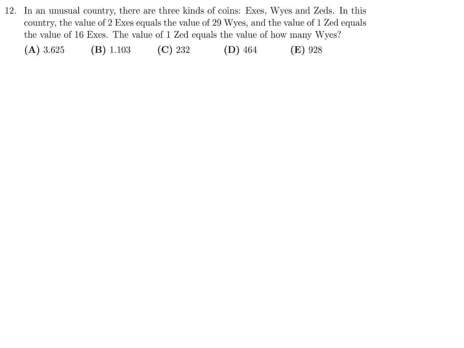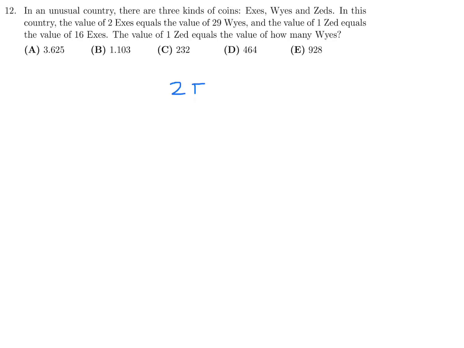In an unusual country, there are 3 kinds of coins: X's, Y's, and Z's. In this country, the value of 2 X's equals the value of 2 Y's, and the value of 1 Z equals the value of 16 X's. The value of 1 Z equals the value of how many Y's? In Canada, this letter is pronounced Zed. In America and many other parts of the world, it's pronounced Zee. So that's in case you're watching outside of Canada and you're not sure what a Zed is, it's the letter Z. Okay, so let's move forward here with this question.